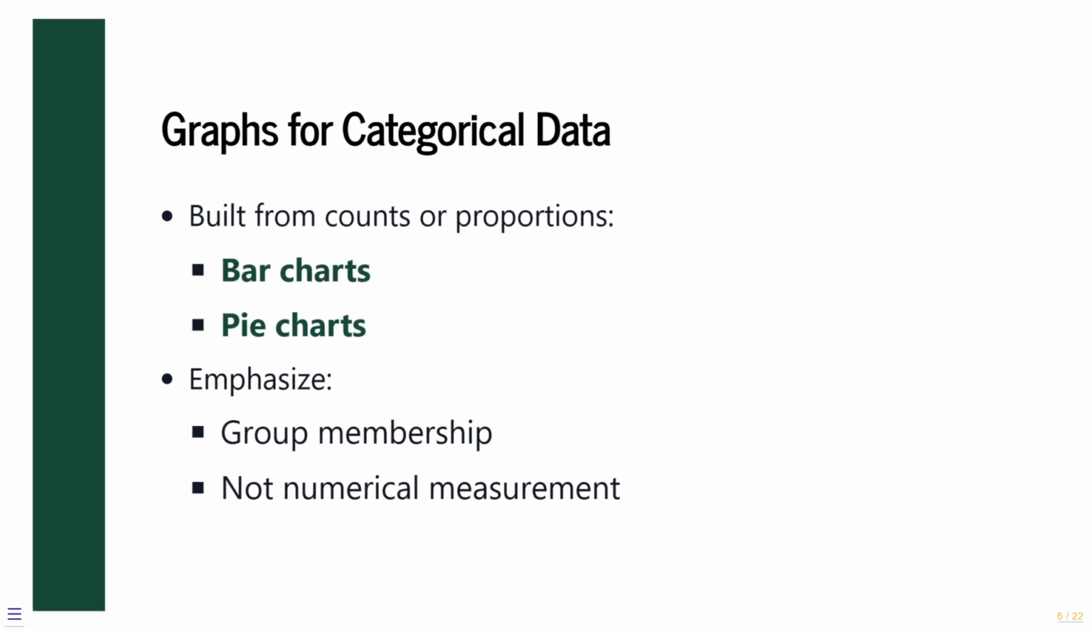Graphical displays for categorical data reinforce this idea. Bar charts and pie charts are built directly from counts or proportions. In a bar chart, the height of each bar corresponds to how many observations fall into each category. In a pie chart, each slice represents a proportion of the whole. These visualizations emphasize comparison across groups rather than numerical measurement. They remind us that categorical data are about classification, not arithmetic relationships.